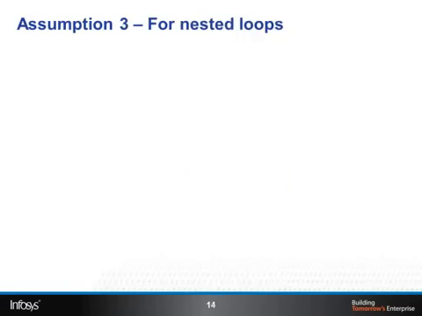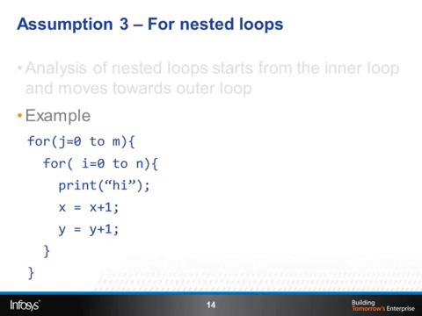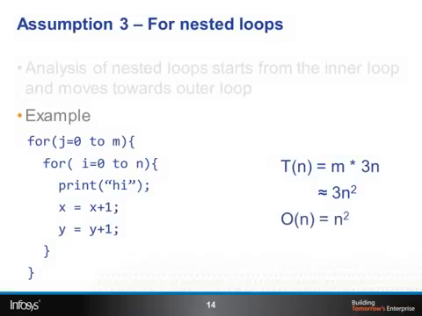Third assumption provides a way to calculate step count in nested loop. In case of nested loops, the analysis starts from the innermost loop and moves towards outer loop. Like in given example, by applying assumption 2, inner loop's step count is 3n and the outer loop executes m times, so the total steps are m multiplied by 3n. Considering m and n are large values and m close to n, we can say step count is 3n square, and after applying assumption 1, the order of magnitude is n square.